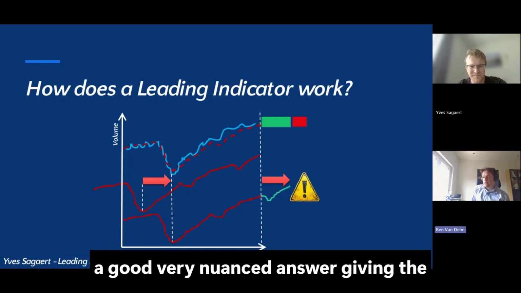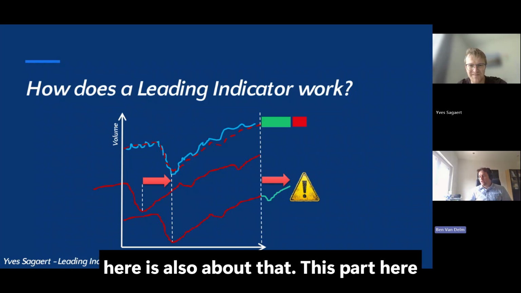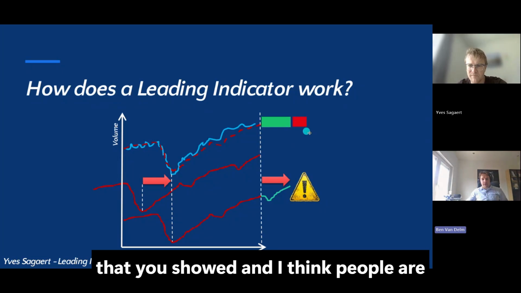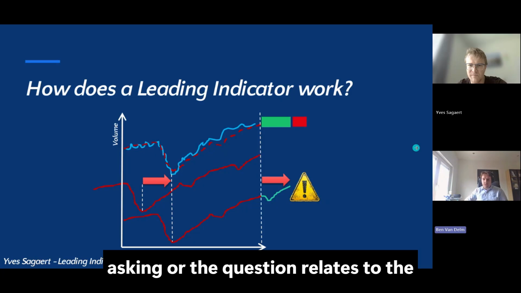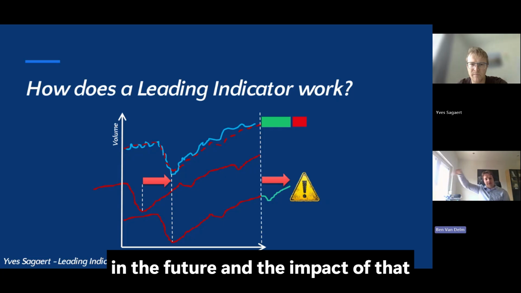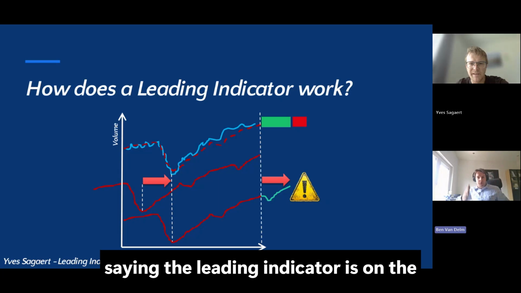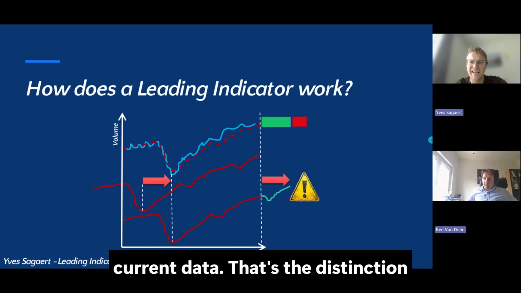I think that's a very nuanced answer, giving the different points. I think the question here is also about that red part here that you showed, and the question relates to the forecast of stock market or of oil in the future and the impact of that already on the forecast, whereas you're saying the leading indicator is on the current data. That's the distinction. Yeah, indeed.